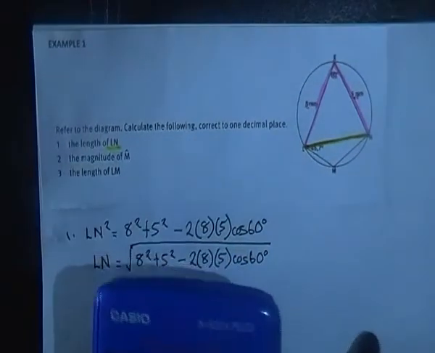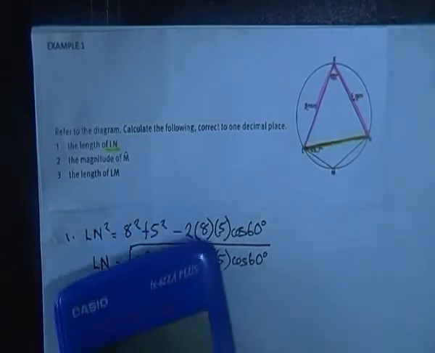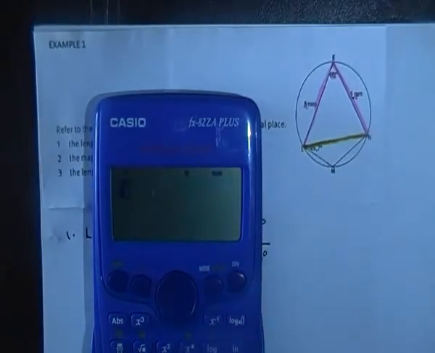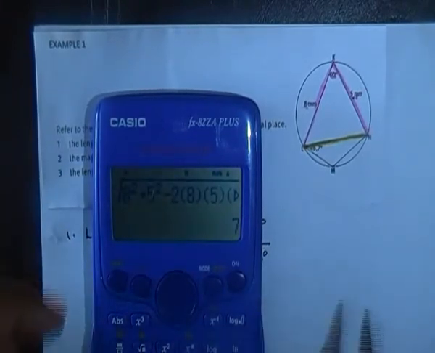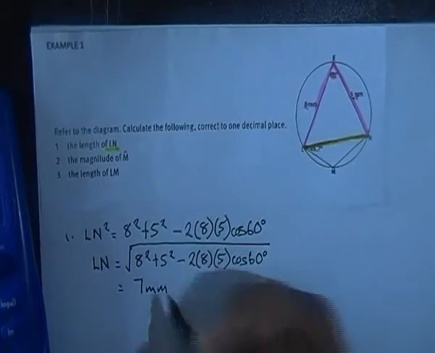Okay. If I do that on the calculator, I will have the square root of 8 squared plus 5 squared minus 2 times 8 times 5 times cos of 60, close that bracket, close the whole bracket, equals. Okay, there's the answer, 7. So that means LN is equal to 7 millimeters.